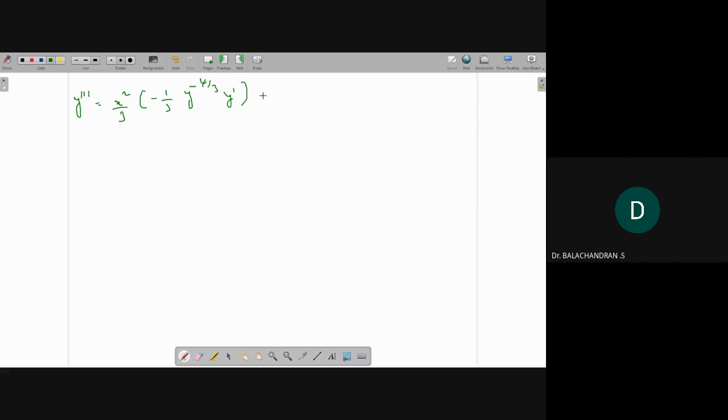And then if you differentiate x square, you'll get 2x. You get 2x by 3 into y power minus 1 by 3, plus y power 1 by 3. If you differentiate y power 1 by 3, you have 1 by 3 y power 1 by 3 minus 1, which is minus 2 by 3, into y dash. So just simplify.